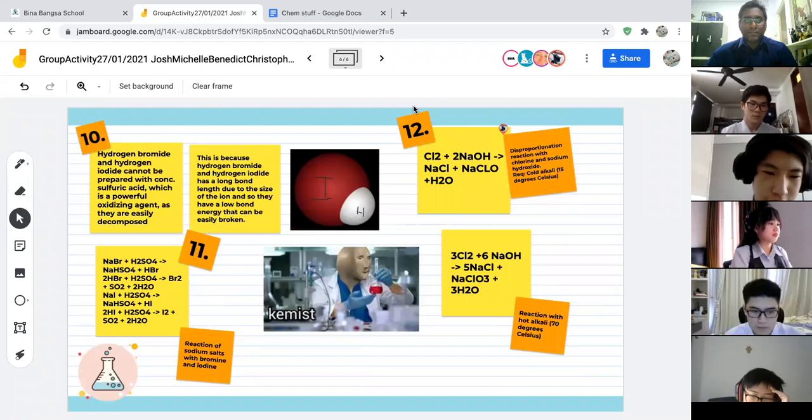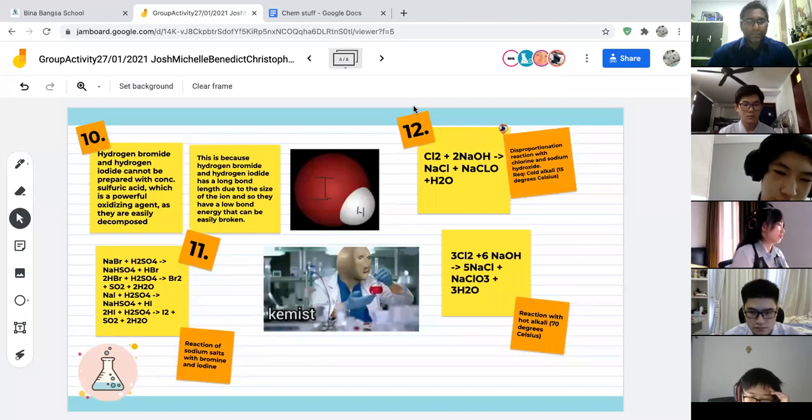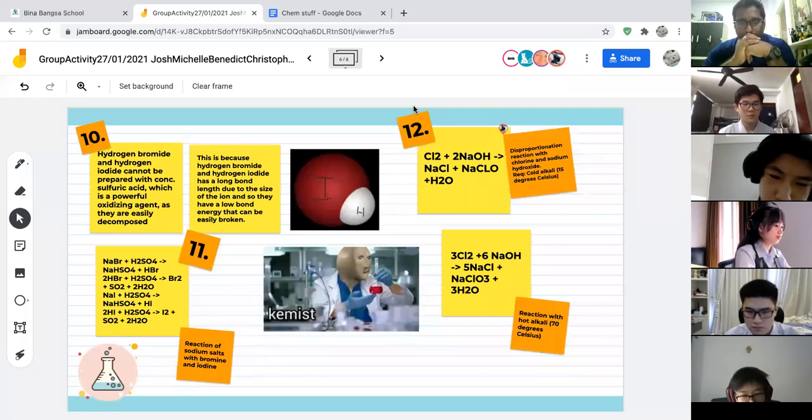Hydrogen bromide and hydrogen iodide cannot be prepared with concentrated sulfuric acid, which is a powerful oxidizing agent, as they are easily decomposed. This is because hydrogen bromide and hydrogen iodide have a long bond length due to the size of the ion, and so they have a low bond energy that can easily be broken.